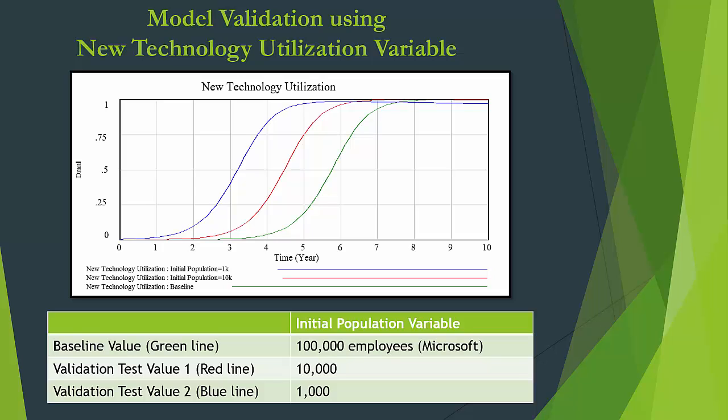And then also the next thing we did, which you can see in the blue line, was change the initial population variable to 1,000. So you can see that across 3 different orders of magnitude of the initial population, our results stay the same.